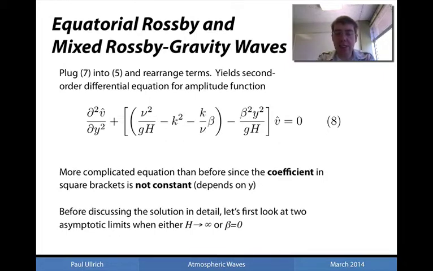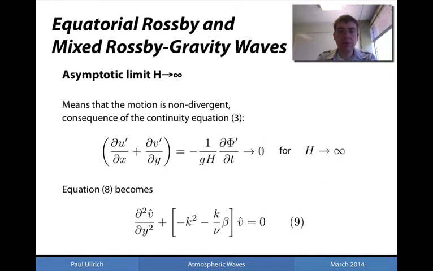So let's look at two asymptotic limits, which will allow us to simplify the form of this differential equation. First of all, we're going to look at the case where H goes to infinity, and then we're going to look at the case where beta is equal to 0. In the asymptotic limit as capital H goes to infinity, this corresponds to non-divergent motion as a consequence of the continuity equation. The continuity equation shows that the horizontal divergence of the perturbations is equal to minus 1 over GH times the partial derivative with respect to time of the geopotential perturbation. Then as H goes to infinity, the right-hand side of this quantity goes to 0, and so the flow becomes non-divergent in this limit.